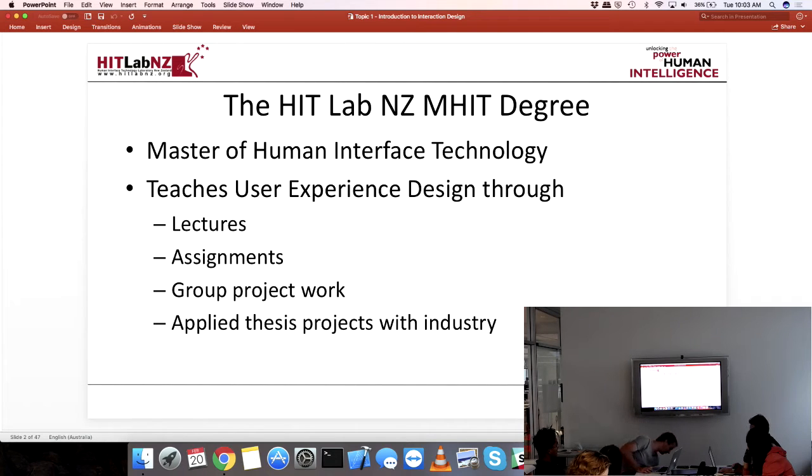And then down here, I've put applied thesis projects with industry, and obviously that depends. A lot of you guys are not doing the MHIT thesis because you're from MechEng, if I understand, which is fine. For the others of you who are doing MHIT, there'll be a thesis project after the lectures are finished. Traditionally we've tried to partner students with industry.